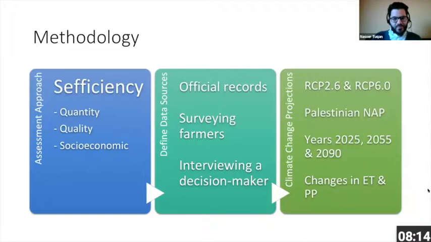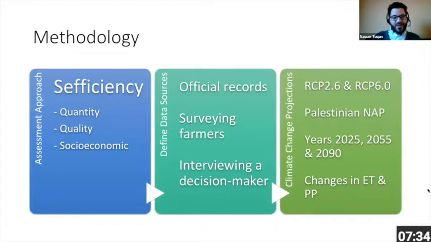Next slide, please. What we did is assess agriculture, because agriculture is the main water user in that area. We wanted to assess the impact on the aquifer considering climate change. We adopted sufficiency as the main assessment approach, which I'm going to explain in the next slide. Sufficiency requires quantity and quality data in addition to socioeconomic data. To do that, we needed to perform wide-scale data collection from official Palestinian records and survey lots of farmers in that region. In addition, we interviewed the head of water resources at the Palestinian Water Authority, and we also needed a credible source of climate change information.